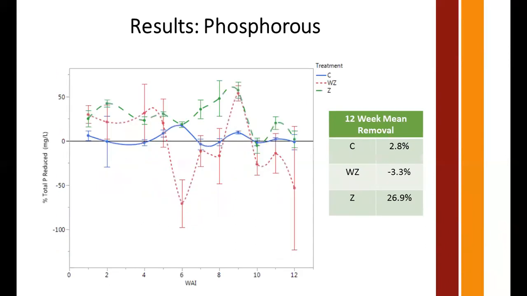Okay, now onto the nutrient results. On all my graphs on the x-axis, WAI refers to weeks after initiation. On this one, the y-axis is total percent phosphorus removed or reduced. Phosphorus removal did not vary significantly between the control and the Woodchip zeolite treatment. However, there was significant removal for the zeolite treatment with an average of 27% weekly mean removal.